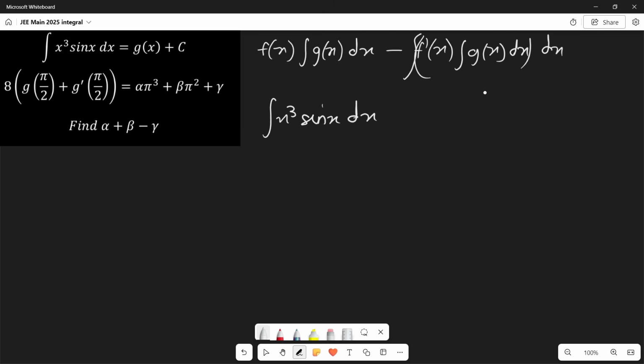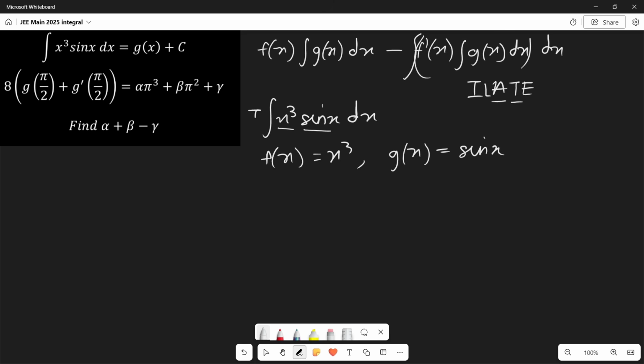So we have to use the ILATE rule. Here the algebraic function A is x cubed and the trigonometric function is sin x. So A comes first, then T. So our first function is x cubed and our second function is sin x.